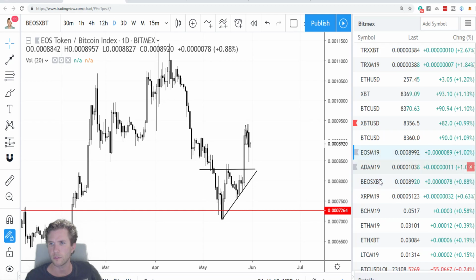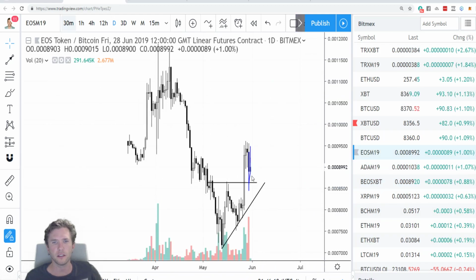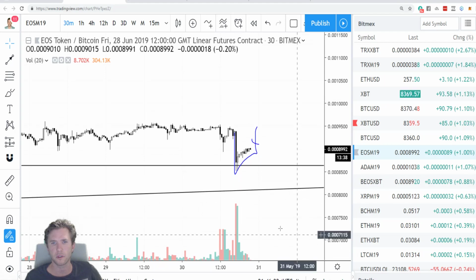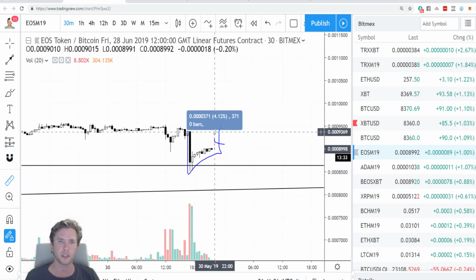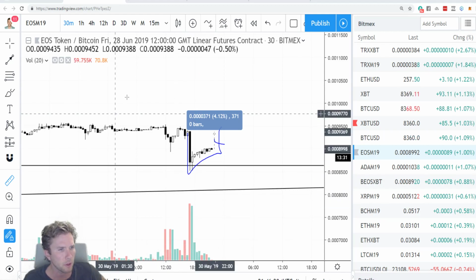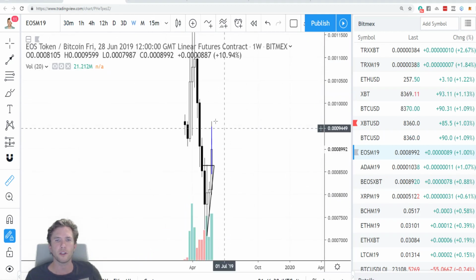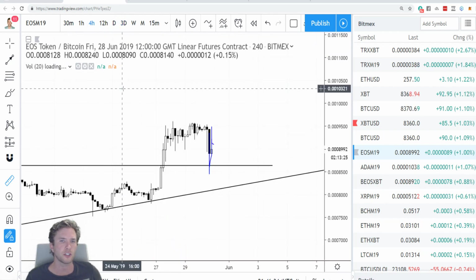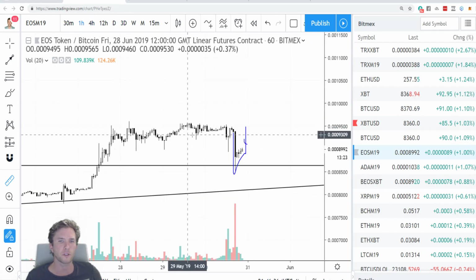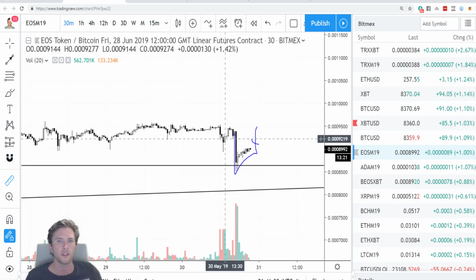Where's EOSM? EOSM 19. So it looks pretty decent. The hope is that we just get a nice little 4% move up there. Do I look at the daily first? I always look at the weekly first, and then I look at the daily. And sometimes I look at the 3-day, and then I shift down to the 4-hour. And depending on what's going on, I'll go down to the 1 hour, the 30-minute.